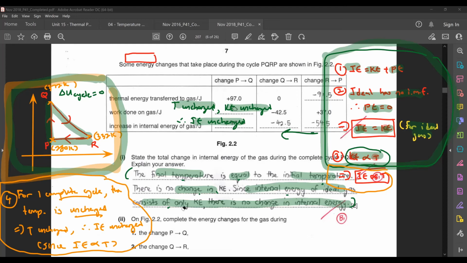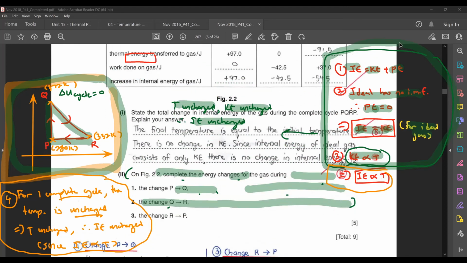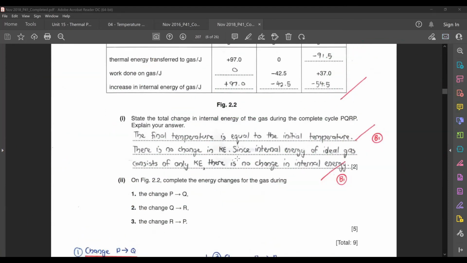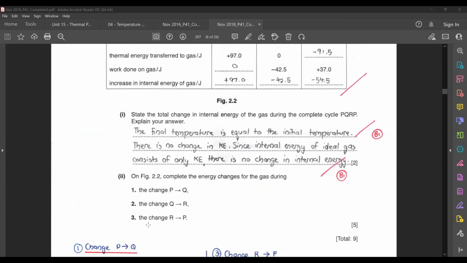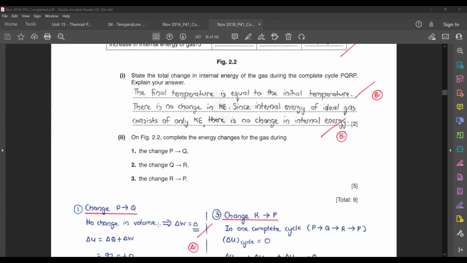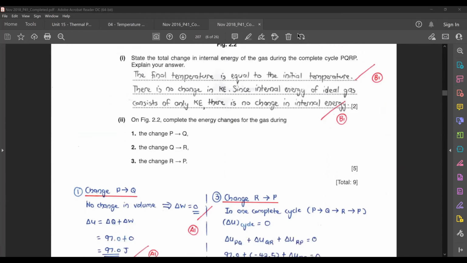All right, then let's complete the table. I'll just complete out the table and then after that we can call it a day. On figure 2.2, complete the energy changes for the gas during the change from P to Q, Q to R, and then from R to P. So let's just complete that table.